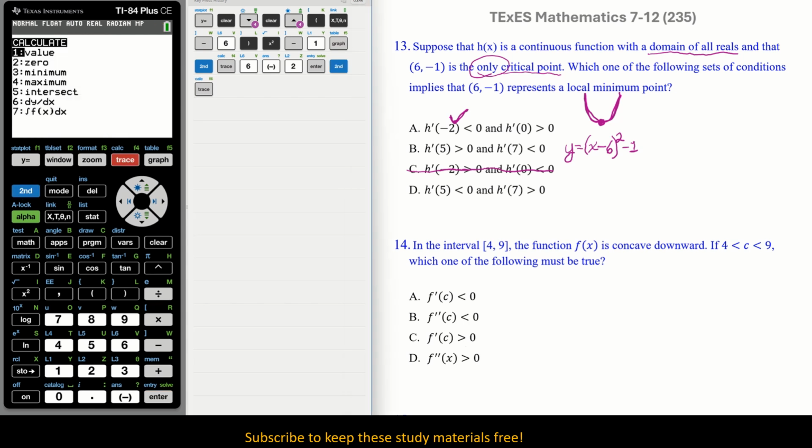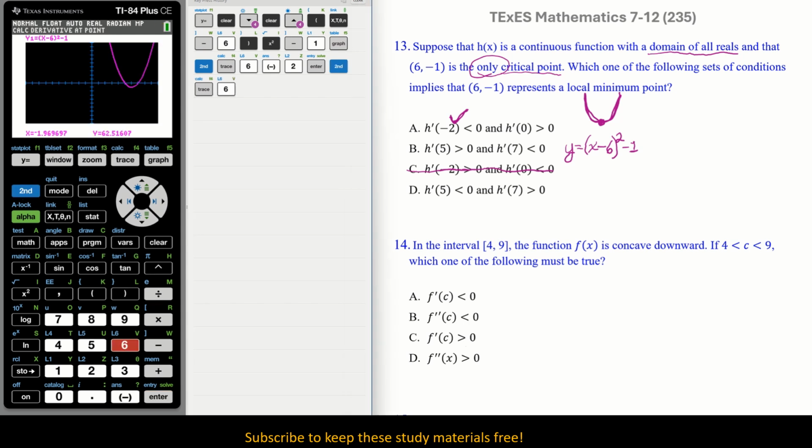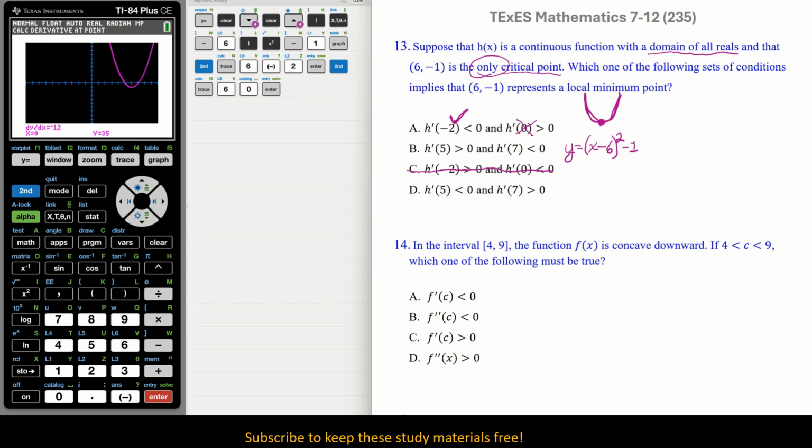So let's go do that. Second trace, number 6. And I just pop in 0 and push enter. See what I did? And that says negative 12. So this is not true. I'm going to put an X on that as that not being true. Therefore, this option is not true. So negative 2 and 0 are not values that will make my statements true.